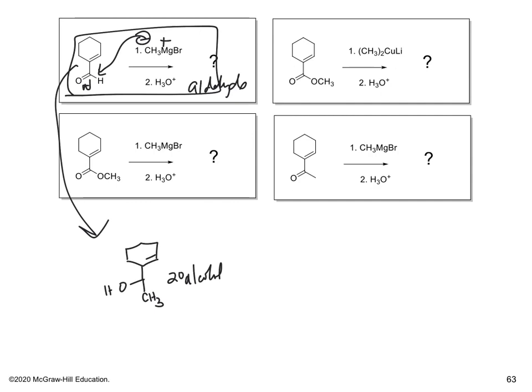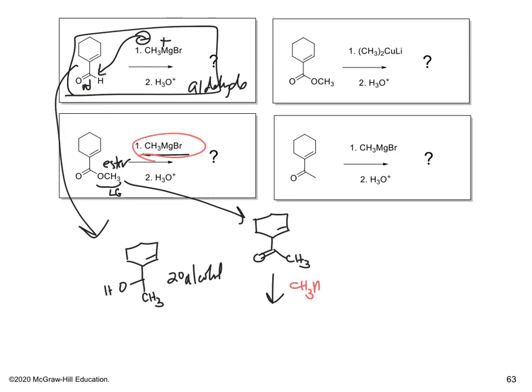Okay, this one here is an ester. And so the Grignard is going to add one time, and then this is going to be a leaving group. So you're going to get the addition of that, but it's not going to stay there because you still have the methyl Grignard in solution, and you have a ketone. And ketones will react faster than the ester. So this is going to be a tertiary alcohol.